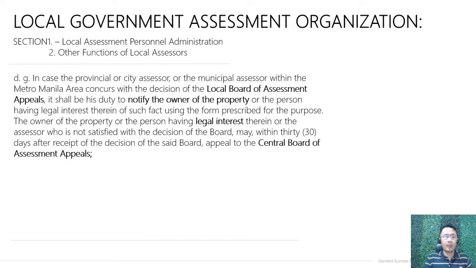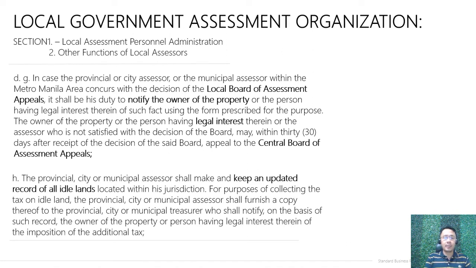And also other functions of the local assessor: in case the provincial or the city assessor or the municipal assessor within the Metro Manila area concurs with the decision of the local board of assessment appeals, it shall be his duty to notify the owners of the property or the person having legal interest therein of such fact using the form prescribed for the purpose. The owner of the real property or the person having legal interest therein or the assessor who is not satisfied with the decision of the board may within 30 days after receipt of the decision of the said board appeal to the Central Board of Assessment Appeals.